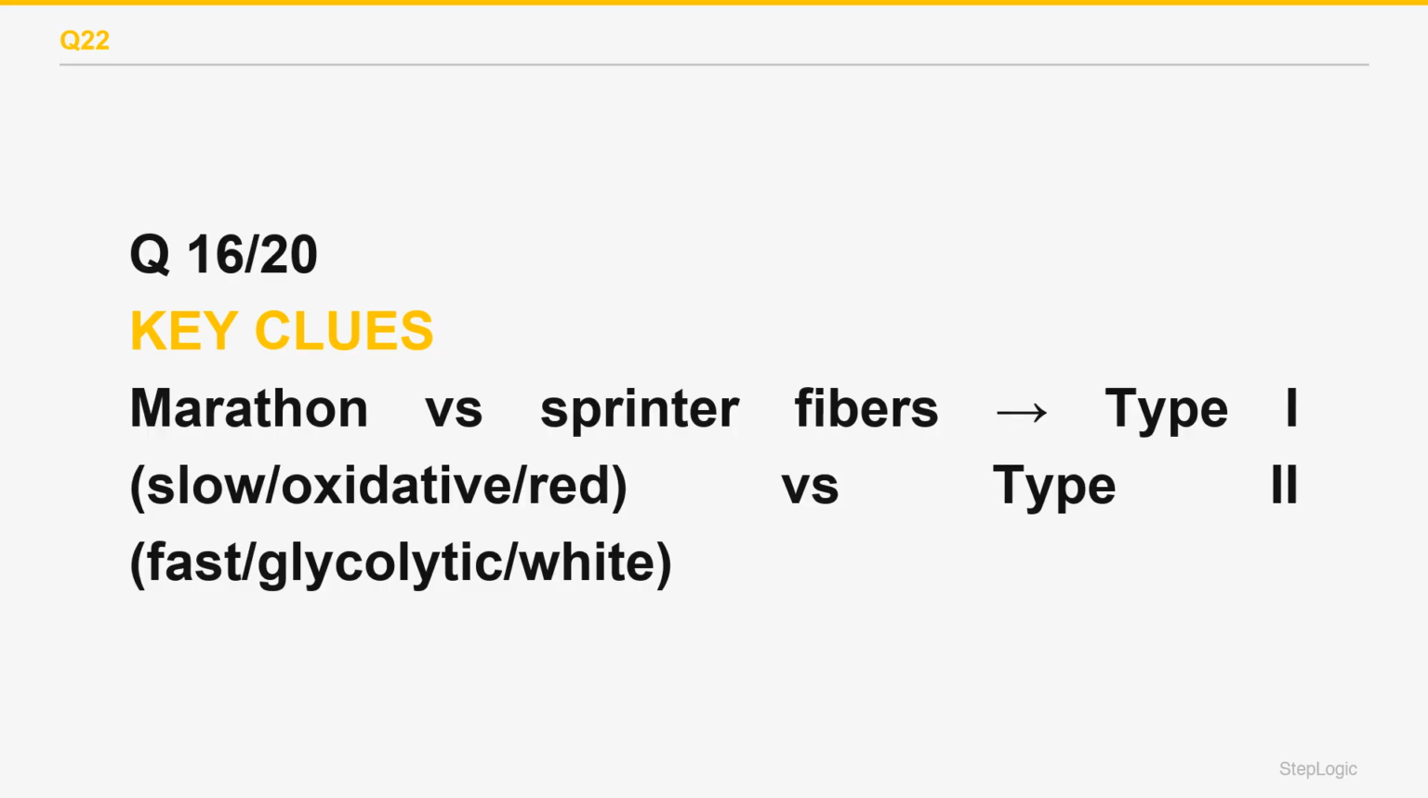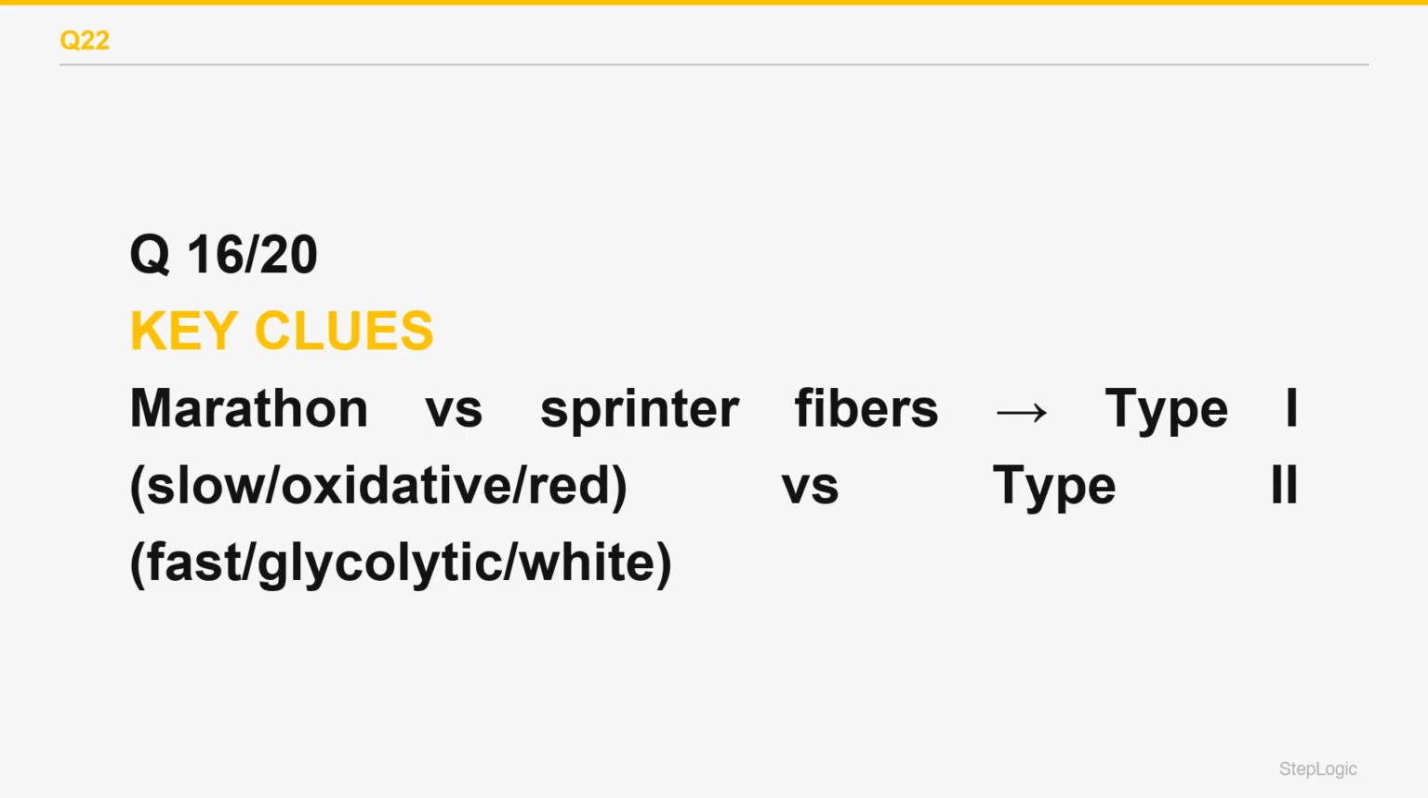Skeletal muscle has two main fiber types. Type 1, slow twitch fibers, rely on oxidative metabolism. They have abundant mitochondria, a rich blood supply, and high myoglobin content, which gives them a red appearance. They contract slowly but are fatigue resistant, ideal for sustained endurance activity, like a marathon runner's muscles.